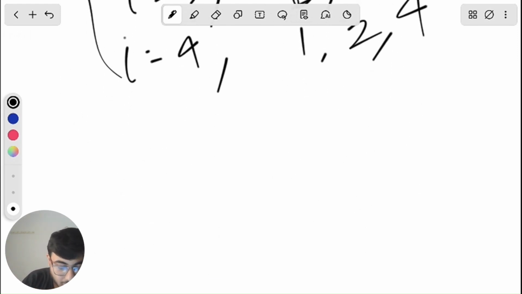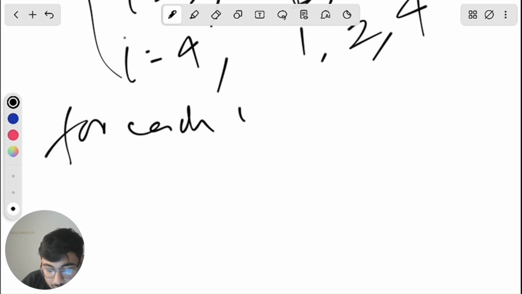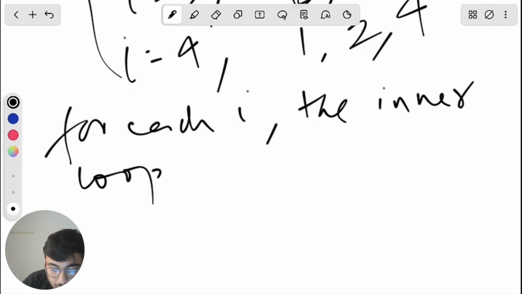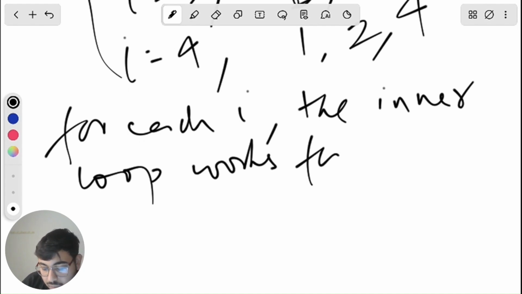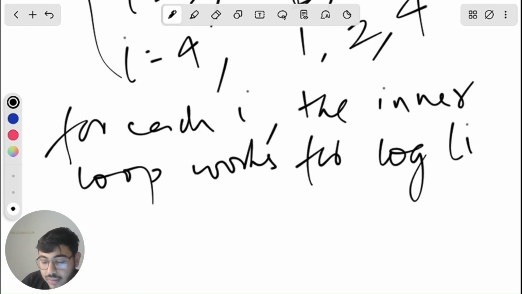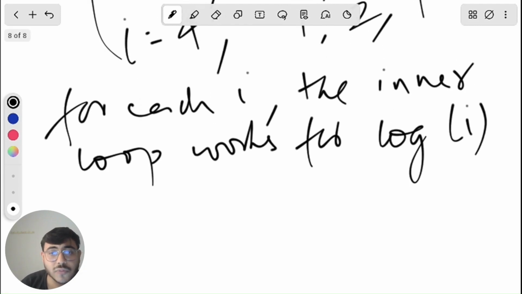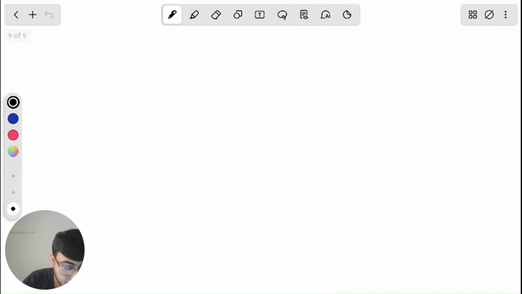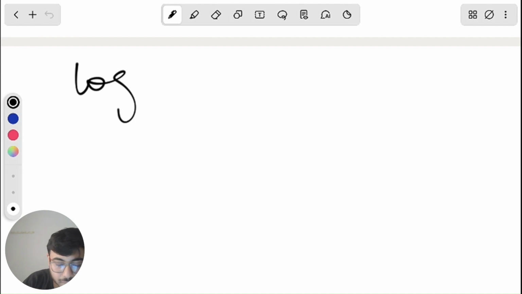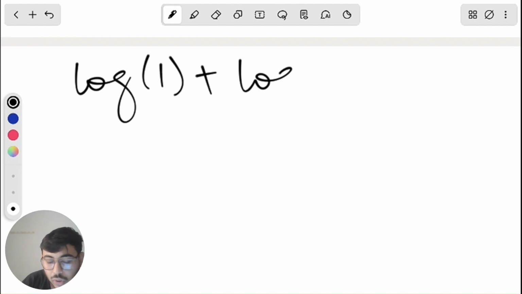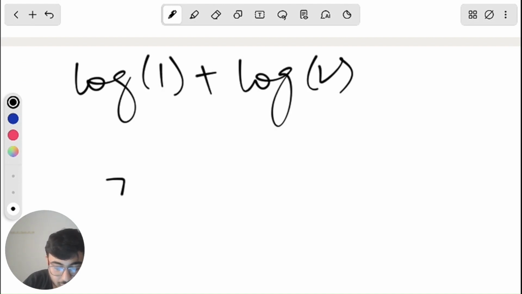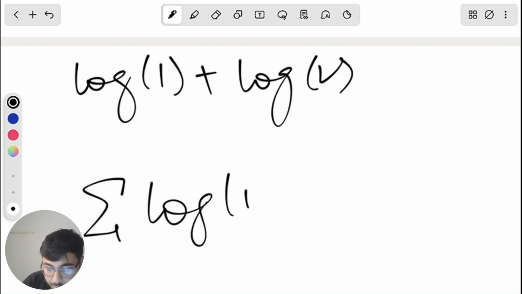So for each i, the inner loop works for log i number of steps. Correct? Now how do we calculate this? We need to sum up. When i is 1, it's log 1. When i is 2, it will take log 2. This is basically a summation of log i, starting from 1 and going up to n.